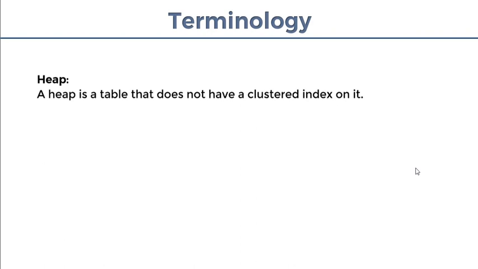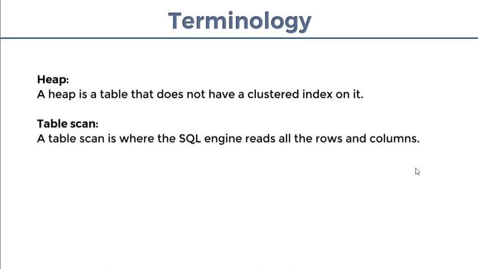Heap. A heap is a table that does not have a clustered index on it. Let's see some basic topics first. Later we will cover the types of indexes. Don't worry about clustered, non-clustered and all the types. Just remember these terminologies. A table that does not have a clustered index, that is called a heap.